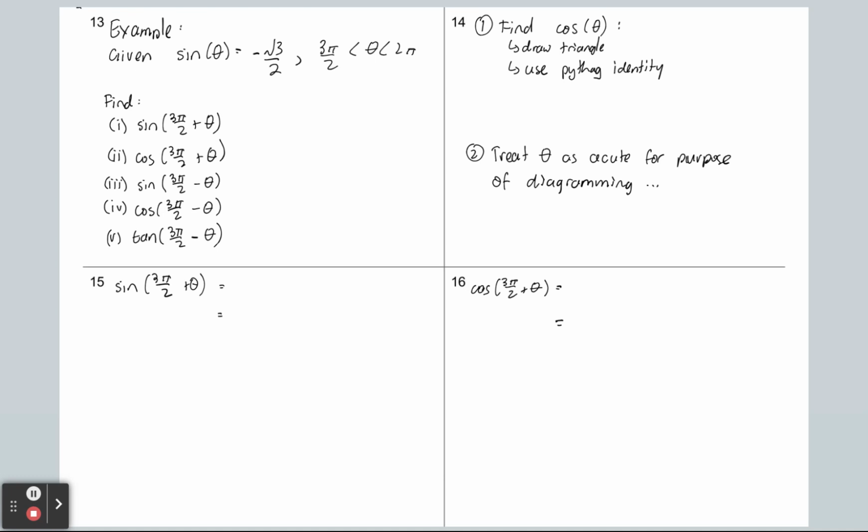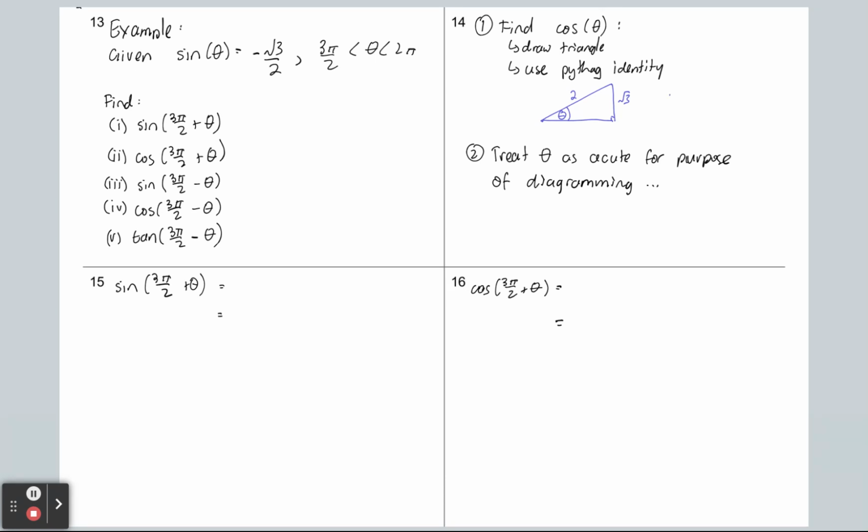So let me just change colour so it stands out a little bit. So we've got the triangle here, a right angle triangle with theta over here. And looking at it, it says negative root 3 on 2, but we're just going to ignore the negative for a second. And I'm going to put root 3 on one side of the triangle. That's opposite theta. And then 2 is going to be placed on the hypotenuse because sine is opposite over hypotenuse. And now I'm going to use Pythagoras' theorem to work out the missing side.